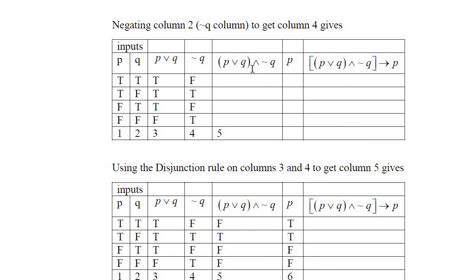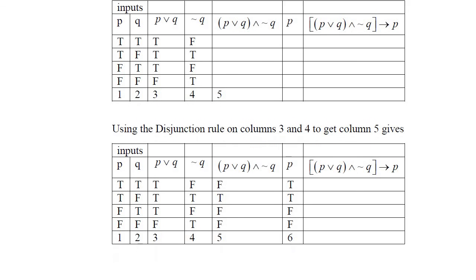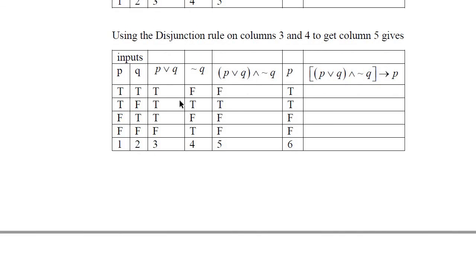I now need to AND those together. So ANDing together those two columns, columns 3 and 4. So true ANDed with false is false. True ANDed with true is true. True ANDed with false is false. False ANDed with true is false. So I've ANDed together all my hypotheses.